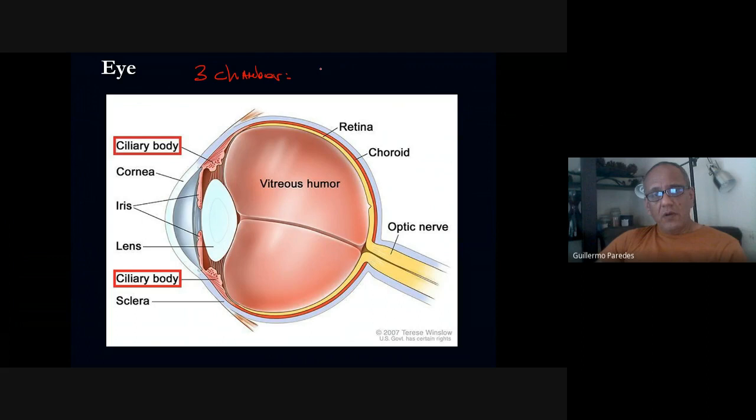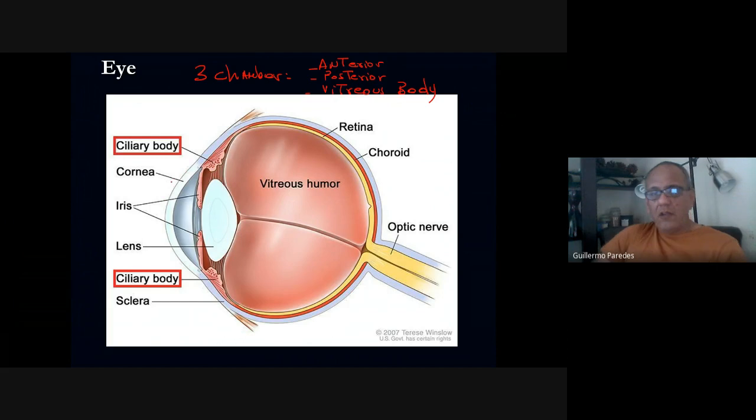One chamber is going to be the anterior chamber. So if we have anterior, you have posterior, correct? And the other one is the vitreous body. I'm going to emphasize this because many students make mistakes. It's not an uncommon mistake, so please be careful with this.